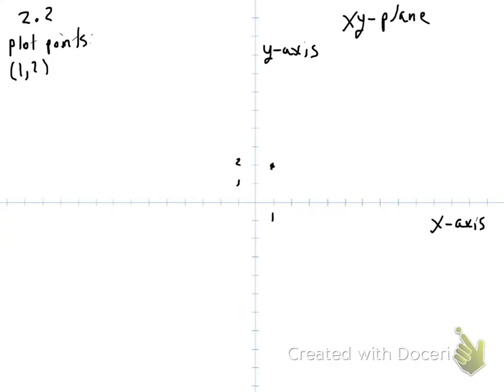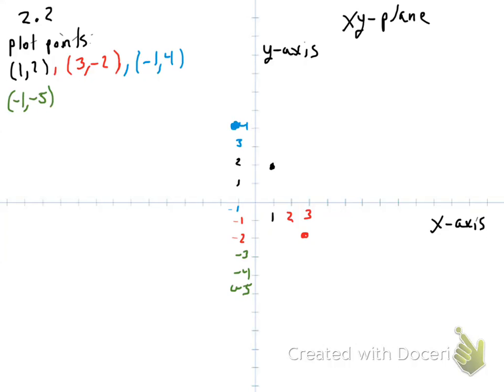Okay, so we're going to plot a couple of points here. In red, we'll do 3 and negative 2. So we're going to go right 3 and then down 2 from the origin. So right 3 and down 2. Then we'll do negative 1 and 4. So that would be left 1 and up 4. The negative tells us to go left, and the positive 4 tells us to go up 4. And negative 1, negative 5.